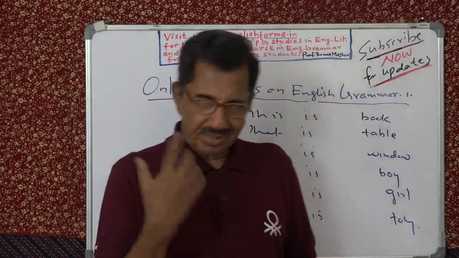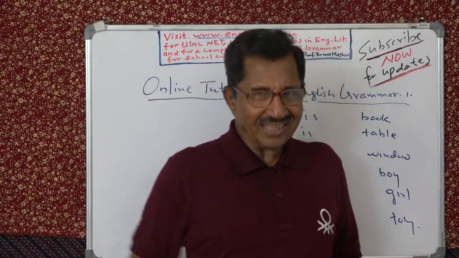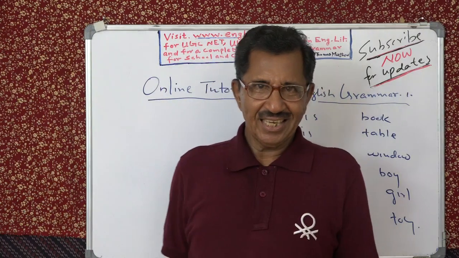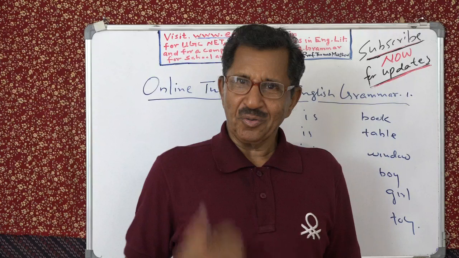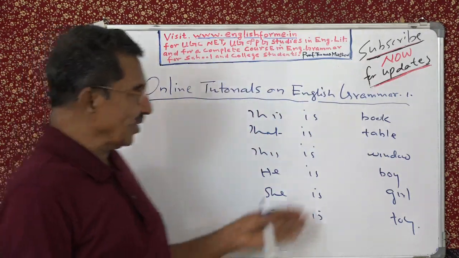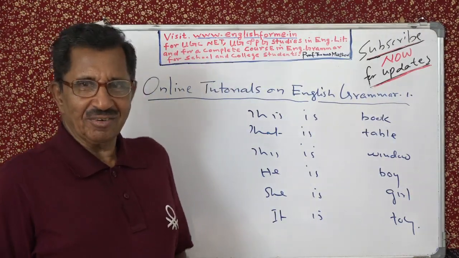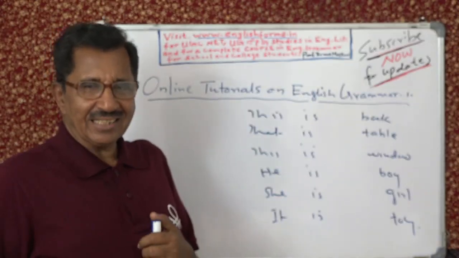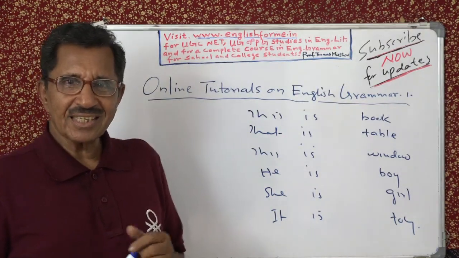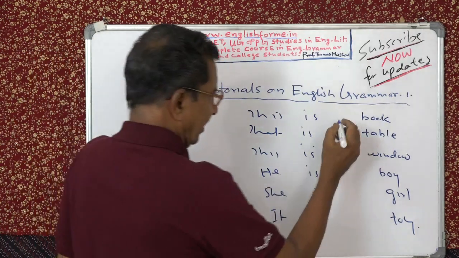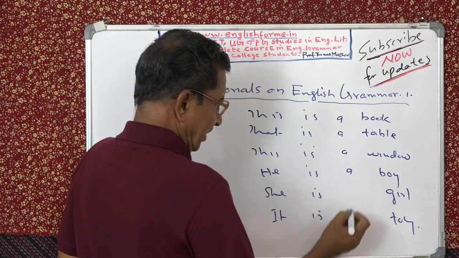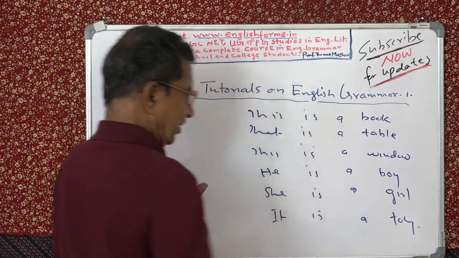You start speaking English like this. Your English begins like this. Isn't it? Or do you start with complex sentences? I have seen a boy who was playing in the garden, no, not like this. In English we don't say this is book. Then how will you say? You say this is a book. A book, a table, a window, a boy, a girl, a toy.